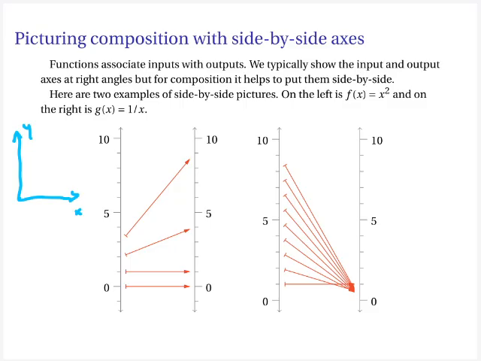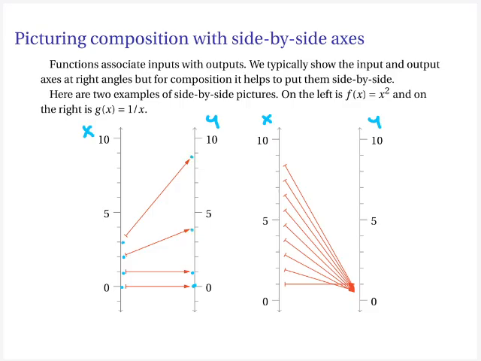But in this case, we're going to picture functions in a somewhat different way. Instead of writing the two axes perpendicular, we're going to write them side to side. So here, this will be the input axis, and this will be the output axis. This is the inputs, and this is the outputs. I have two different functions, f of x equals x squared and g of x equals 1 over x. So just to go through them, here is x squared, so 0 squared is 0, 1 squared is 1, 2 squared is 4, see the 4 there? And 3 squared is 9.